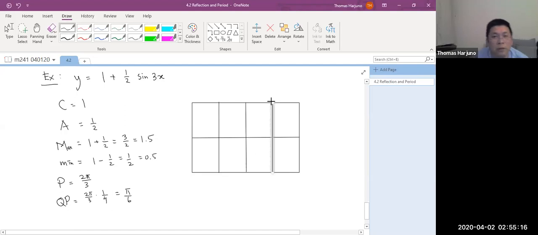Depends on the difficulty level. I usually give 3 or 4 points for this graph here. Now, how do I give you points? 1 point for the shape of the graph. So this is the graph of sine, starting from the middle going up. This is the 1 point.